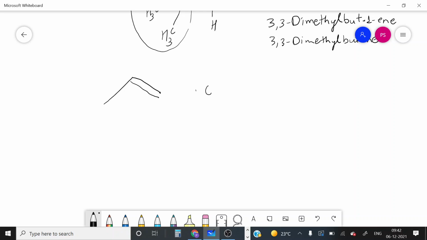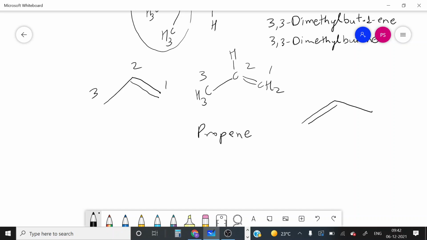What is the detailed structure of this compound? CH double bond CH2. Okay, how many carbons are there? 3. So what is the name of this compound? Total number of carbons 3. So root word is prop. Double bond started from first carbon, but no need to write prop-1-ene, just write propene. Why? Because if you put double bond here, look at these two structures.